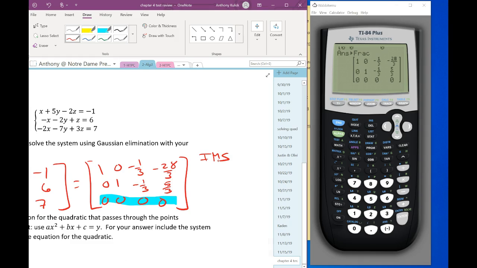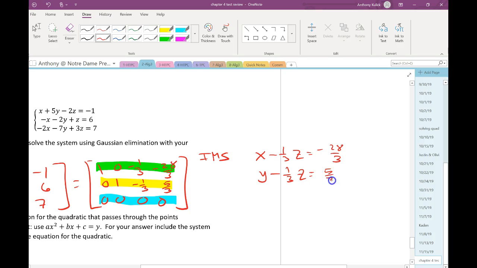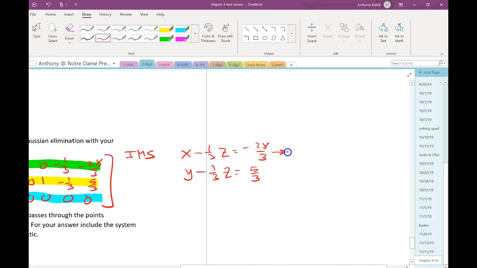Now, we didn't want to stop there. We wanted to also give the general form solution to this. And the way we're going to generate that general form solution is we're going to use these other two rows to help us do that. So row 1, as Andrew says, means 1x minus 1/3 z equals negative 28/3. And the second row says 1y minus 1/3 z is equal to 5/3. Now I notice that both x and y could be written in terms of z if I just add that z to the other side. So I can rewrite that first equation as x equals 1/3 z minus 28/3. And the second equation I can write as y equals 1/3 z plus 5/3.